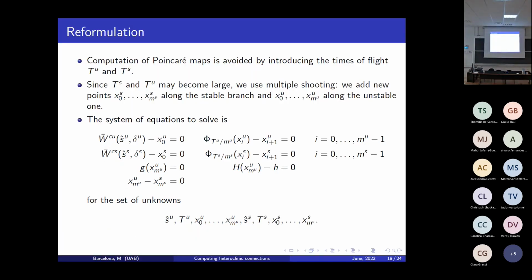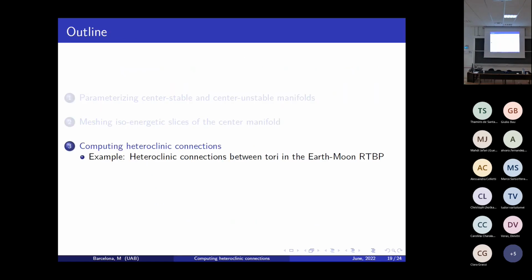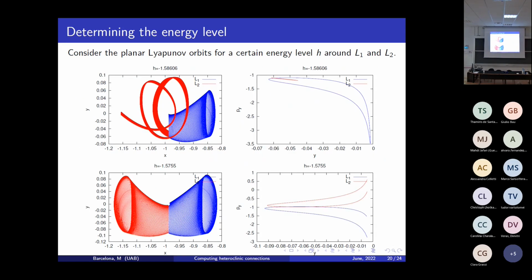So for this set of unknowns, what we have is a system of equations where we have two more unknowns than equations. So we can use this system to fix some variables in order to look, for example, for planar heteroclinic connections between planar Lyapunov orbits or vertical Lyapunov orbits. So before solving this system of equations, what we first do is to determine the energy level and the number of cuts with the Poincare section for which we can find heteroclinic connections in center manifolds.